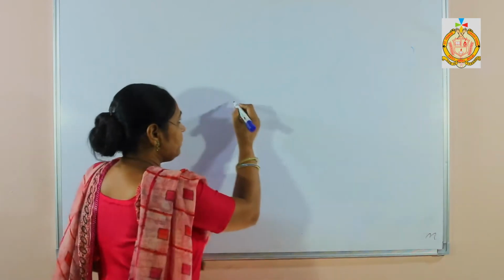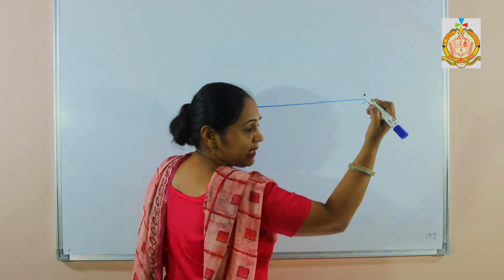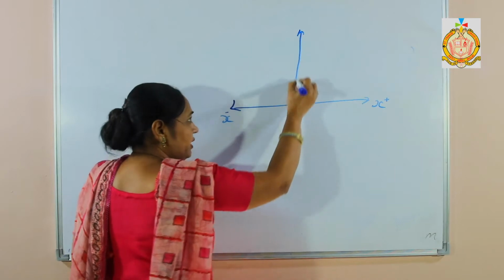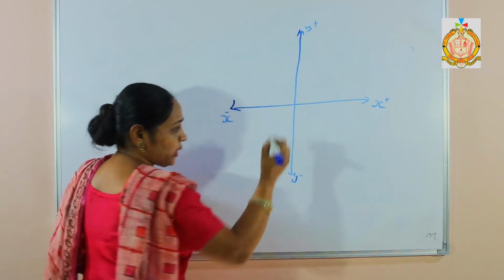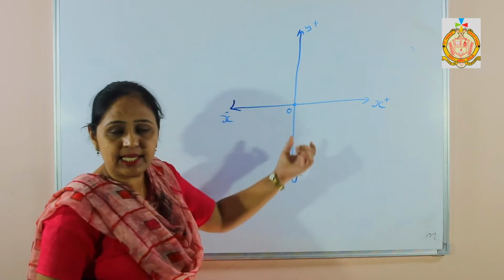The x axis means x positive and negative, the y axis means positive and negative, and where the x axis and y axis cut each other, that is called the origin, the point O, where x and y are both 0. And one thing more, this is our x axis. On the right side, x is positive. On the left side, x is negative. In the same way, on the y axis, above is y positive, below is y negative. And where these two axes cut, that is called the origin, where x and y are both 0.